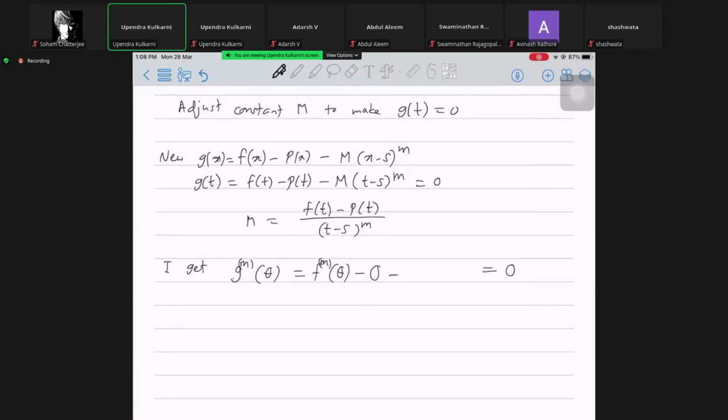Look at the formula for g of x. What do I get? Come on. Oh, I'm over time. So let's finish this quickly. Capital M times small m factorial, I think. Yeah. So it gives me capital M times small m factorial. Poor choice of notation. Sorry about that.